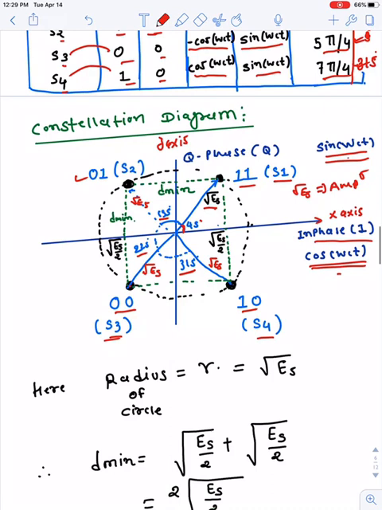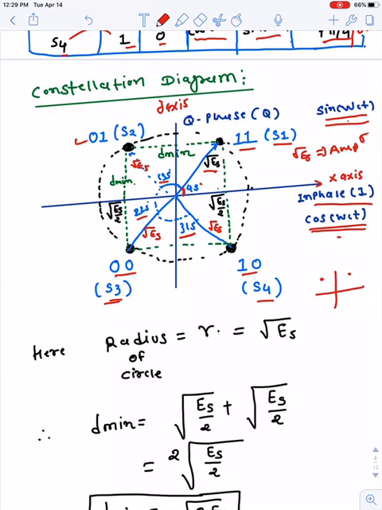The first symbol, S1, is at 45 degrees, the second symbol, S2, would be at 135 degrees, the third symbol, S3, at 225 degrees, and the fourth, S4, at 315 degrees. But these are all at the same distance from the origin, square root Es. So if you make a circle, it connects all the points. All the points are at equal distance from the origin, because they have the same magnitude, right? So this is known as QPSK.